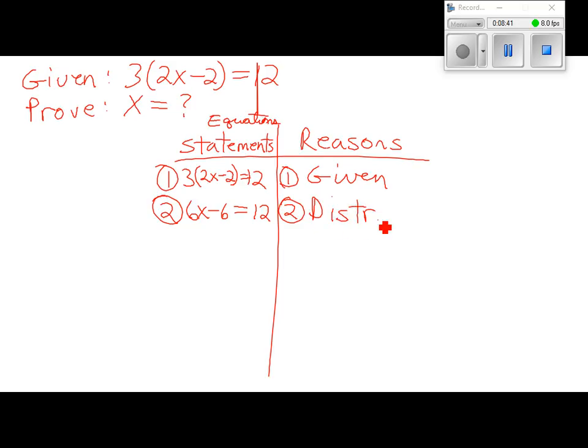And you can shorten it up a little bit. Distributive property. You're just giving a reason. How did you go from number 1 to number 2? Use distributive property. Number 3. What do you do next? Add 6 on both sides. So you get 6x equals what? 18. Now here, you got to be careful on this.